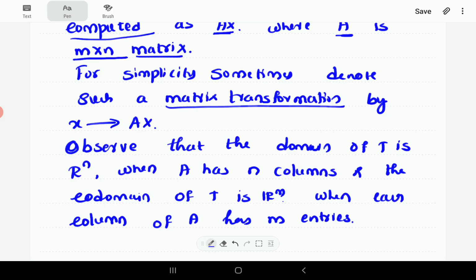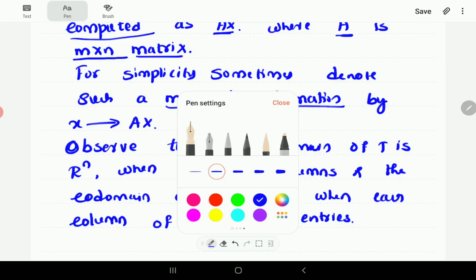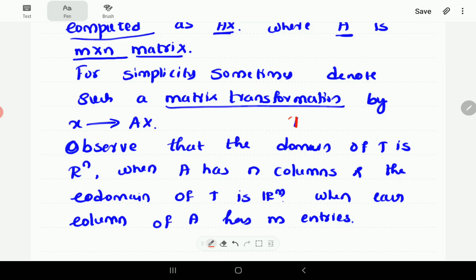Observe that the domain of T is Rn, like we have seen in the previous definition. T is from Rn to Rm. So this Rn is the domain of T when A has n columns. I said this A is an m cross n matrix, right? M cross n matrix where it has m rows and n columns. So A has n columns and the codomain of T is Rm. So this is a domain and this is a codomain.